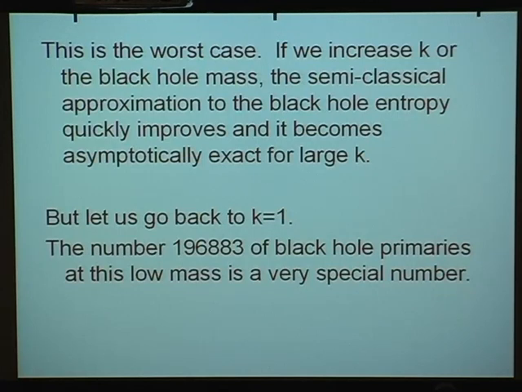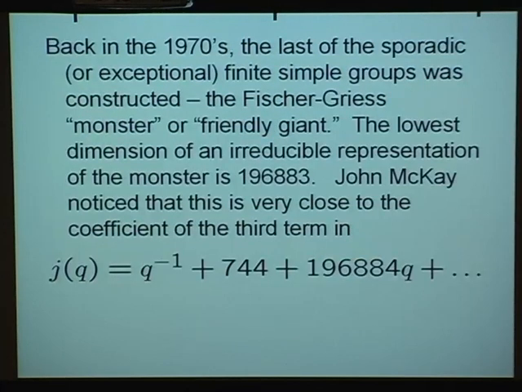But let's go back to k equals 1. The number 196,883 of black hole primaries is a very special number. Back in the 70s, the last of these sporadic or exceptional finite simple groups was constructed, the Fischer-Griess monster or friendly giant. The lowest dimensional irreducible representation is 196,883. And John McKay noticed that this is very close to that number that we just encountered as the coefficient of the, well, first really interesting term in the J function.